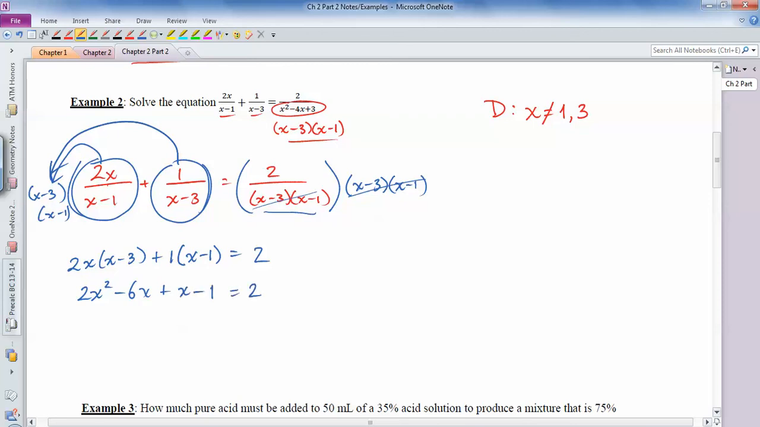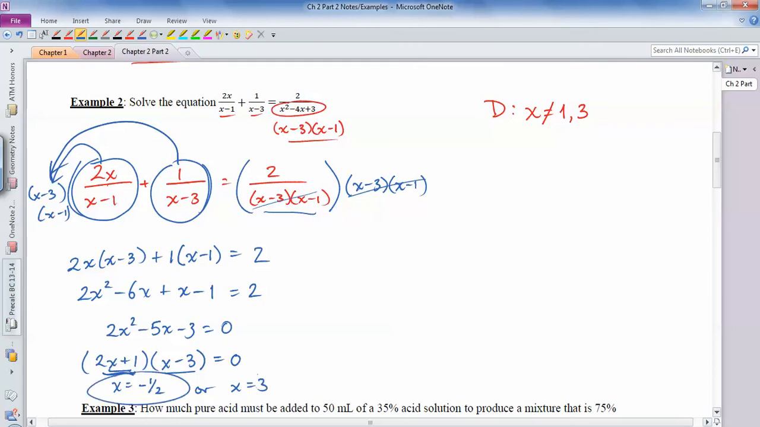Then if I bring everything over to one side, I should get 2x squared minus 5x minus 3 equals 0. This also factors by hand. If you can't figure out how, you can always use the quadratic formula. So this is going to turn into 2x plus 1 times x minus 3 equals 0. You either set this equal to 0 or this equal to 0. If this one equals 0, you get x is negative 1/2. Or if the other one is 0, then you get x equals 3.